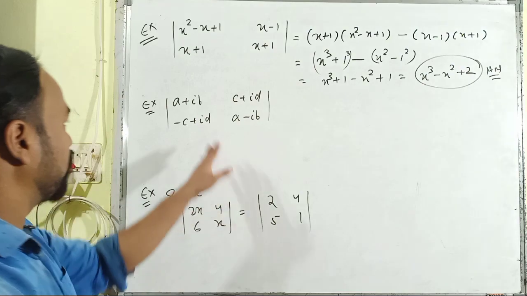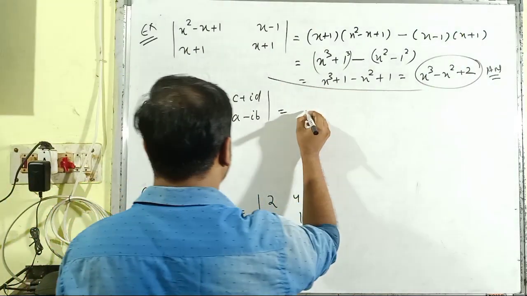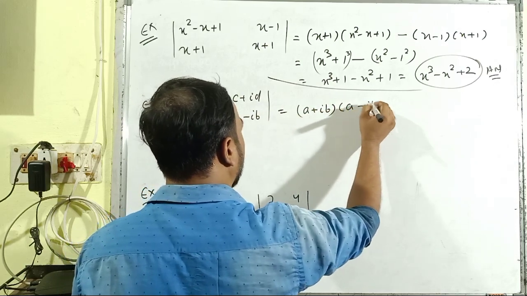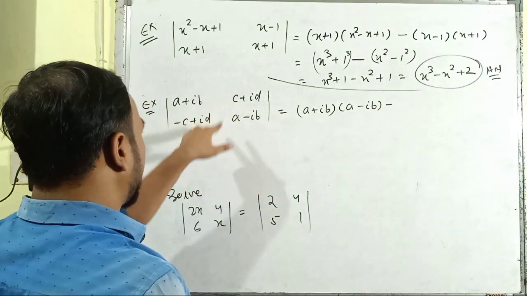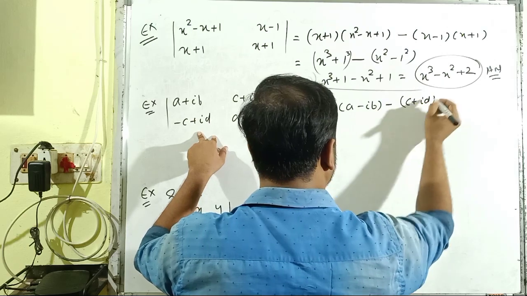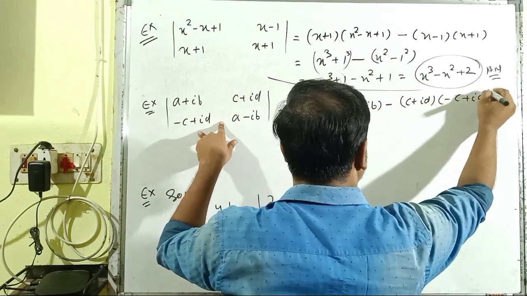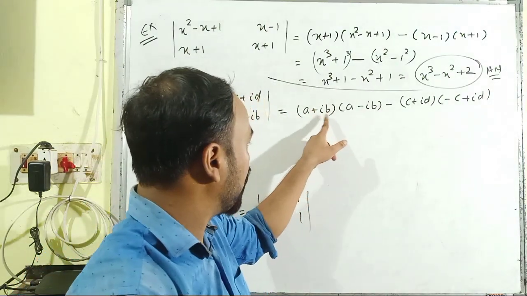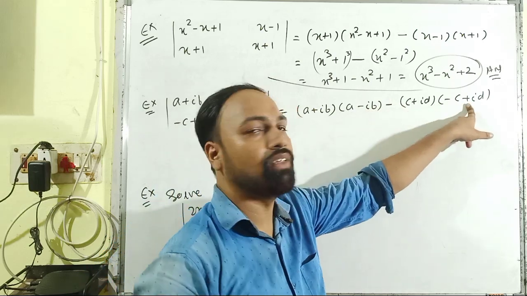Then let us move towards the next problem. Again the same procedure, first of all we have to multiply the main diagonal elements, then we have to subtract the upper diagonal elements, that means the multiplication of the subtraction of diagonal elements, c plus id multiplied with minus c plus id. But here we have to check that this is in the form of a plus ib into a minus ib. Here it is c plus id and minus c plus id.